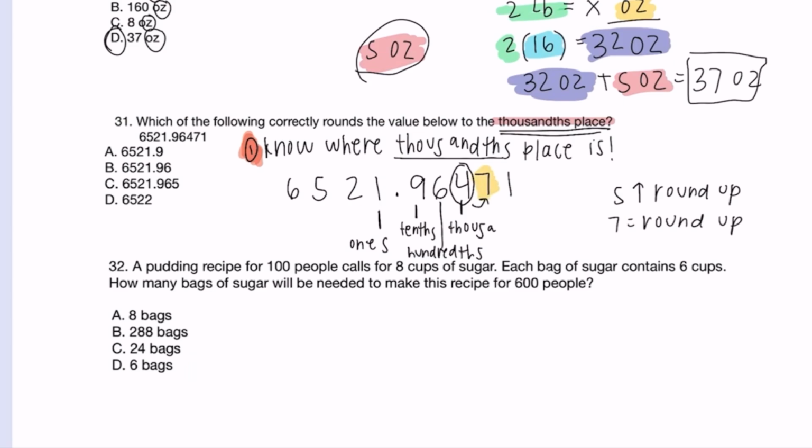Okay, so since we're rounding up, that 4 is going to go to a 5. So that's going to equal 65,219, 65. Looks like that's the only one that's ending in thousands, and then that is just straight up wrong. So there's our answer.